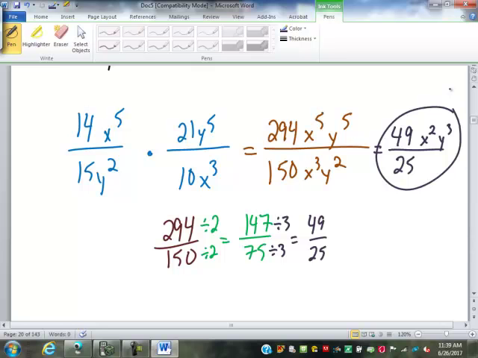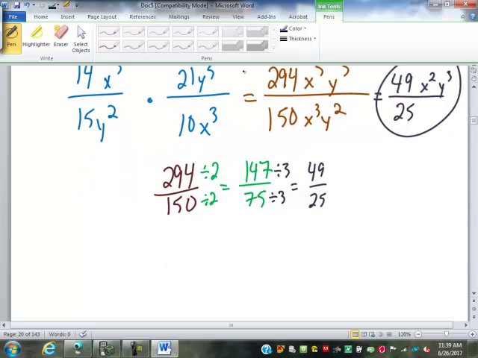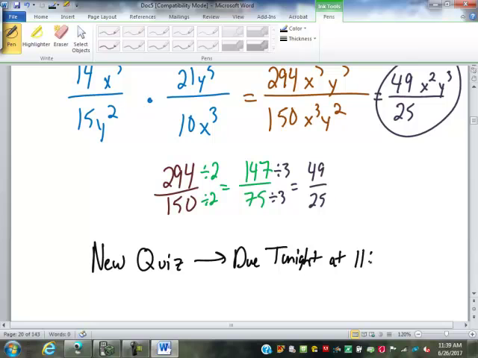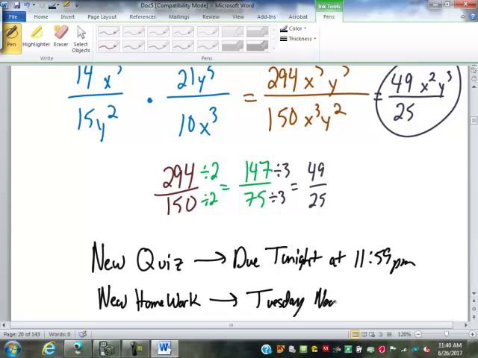I know I flew through that last example, but we have exactly 1 minute left. There is a new quiz due tonight at 11:59 p.m. There's new homework that is due tomorrow. Yes, at noon, so in class tomorrow.